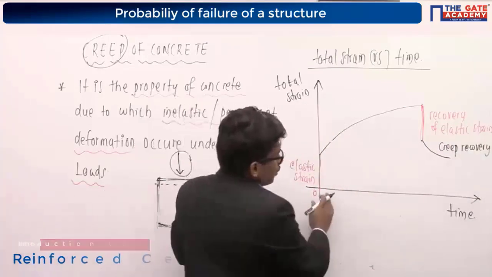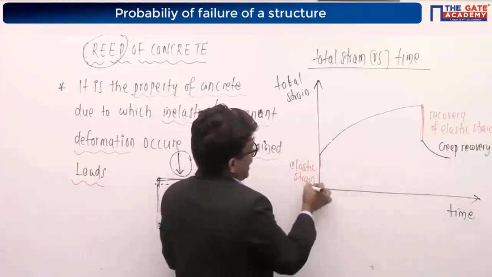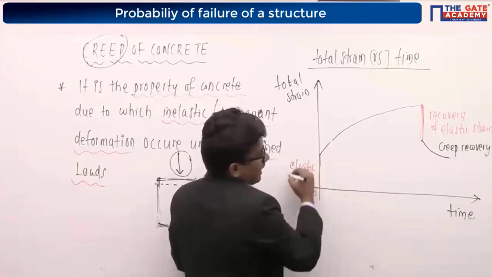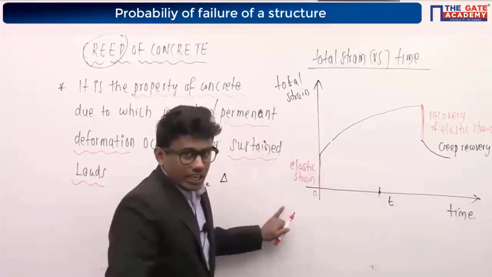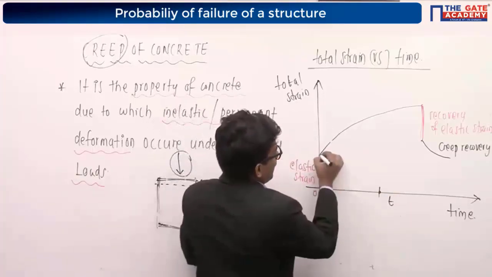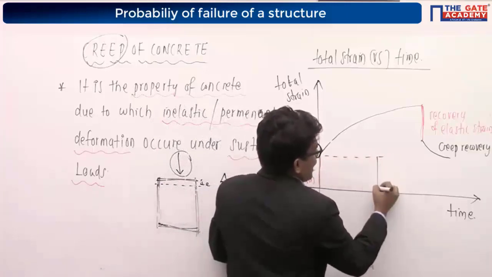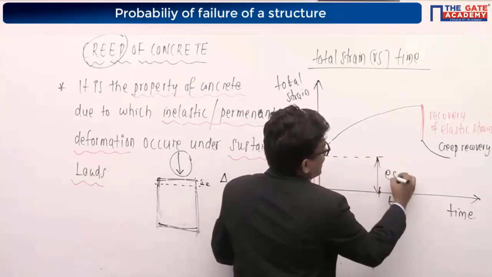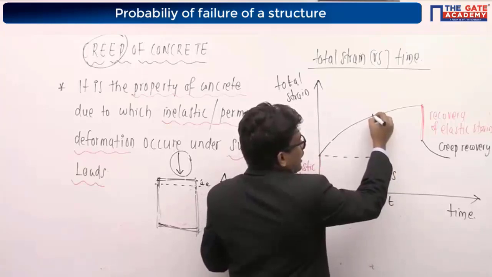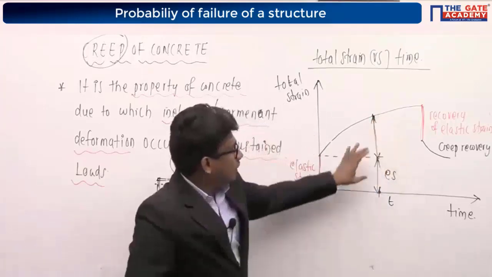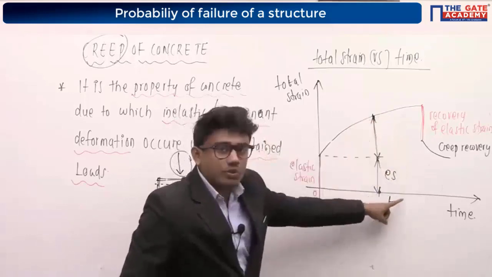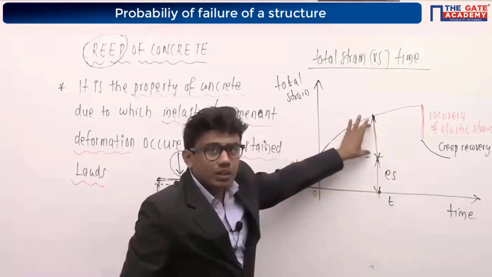So I told you this is our time axis. This is called elastic strain. Suppose I am taking a time t here. At a time t, what is the elastic strain? This much is our elastic strain. I am going to denote it as ES. What is this, from here to here? At a time t, what is the strain value here?